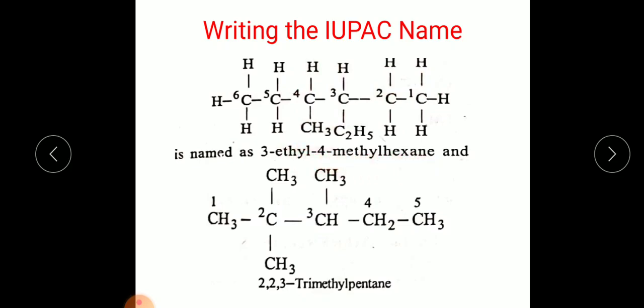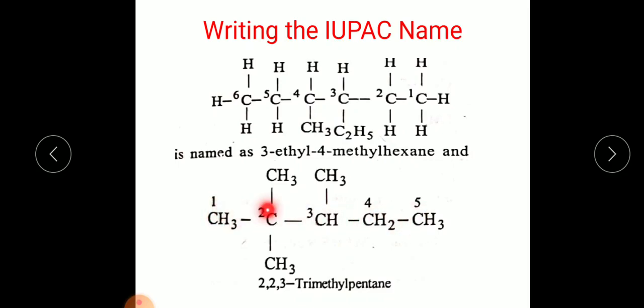Similarly, we have another compound. We have to select the longest carbon chain first, and after that we give the numbering. The numbering can be given from the side where the substituent is nearest. If you count from this side, it will be 1 2 3 4 5. If you count from this side, it will also be 1 2 3 4 5. From this side, the substituent will occupy the 2 position, and from this side it will occupy the 3 position. So we always give the number from that side where the substituent gets the lowest position. So this is the correct numbering.